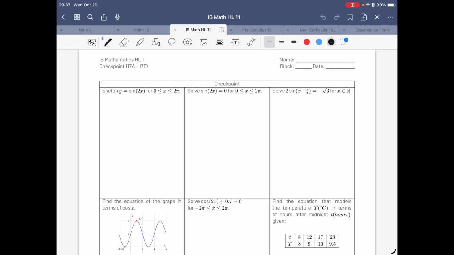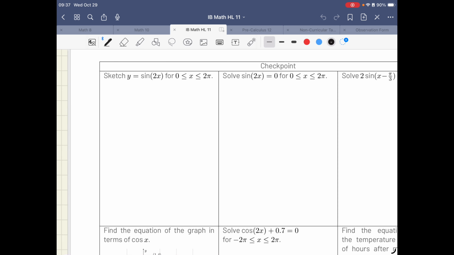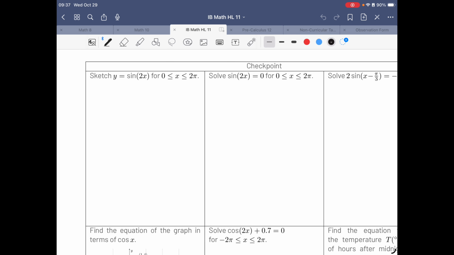Alright, welcome to the video of the IB Mathematics HL11 checkpoint. This topic is about the trigonometric function and the trigonometric equation. So, let's start off with the first question. Sketch y equals sine of 2x for x greater than 0 and less than 2 pi.